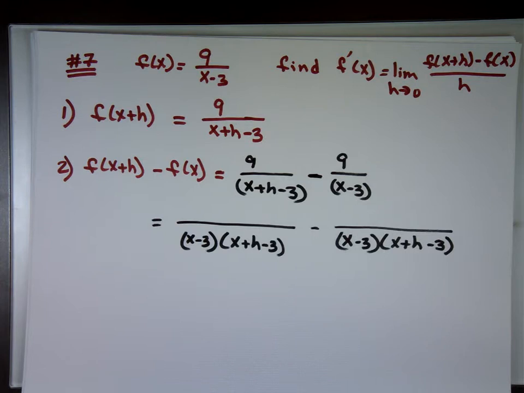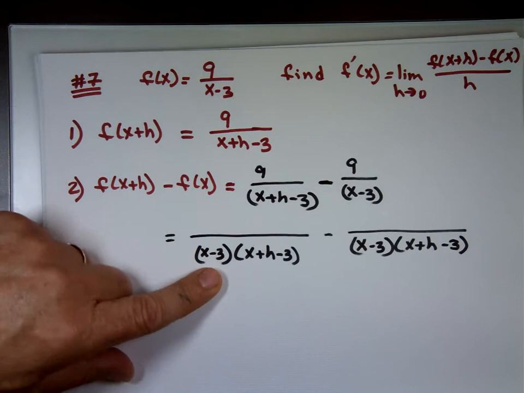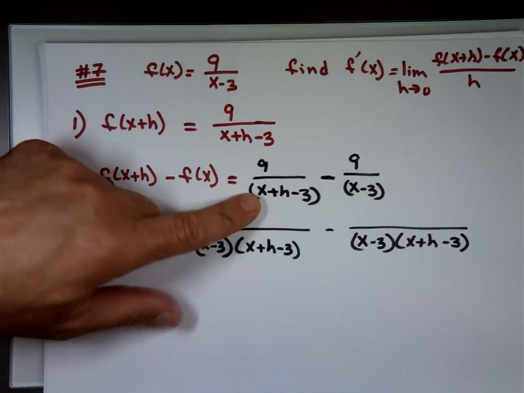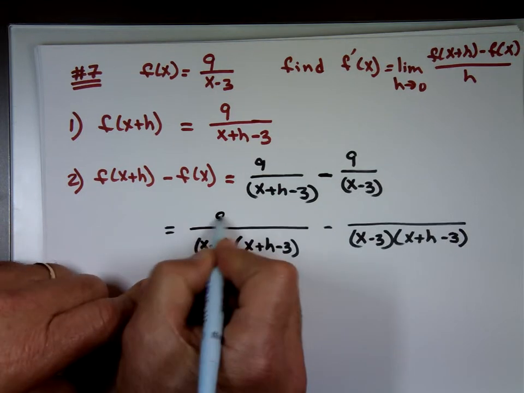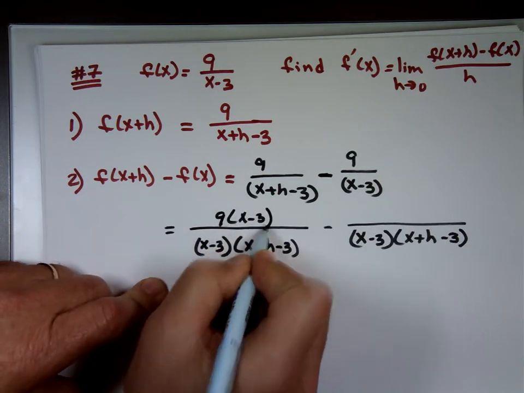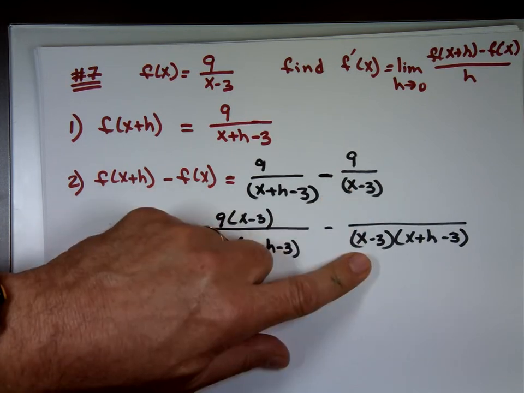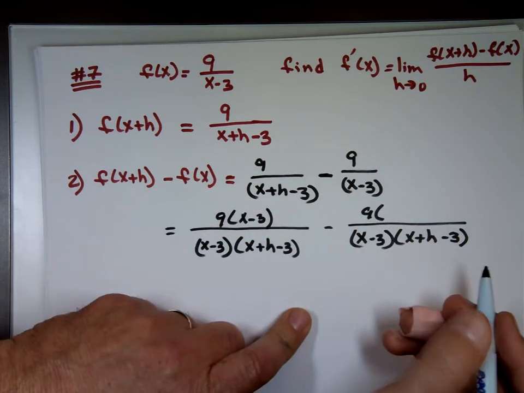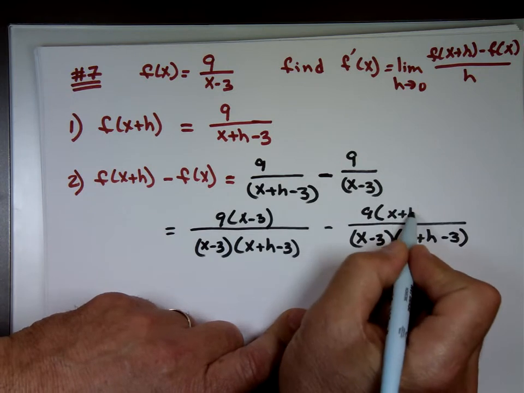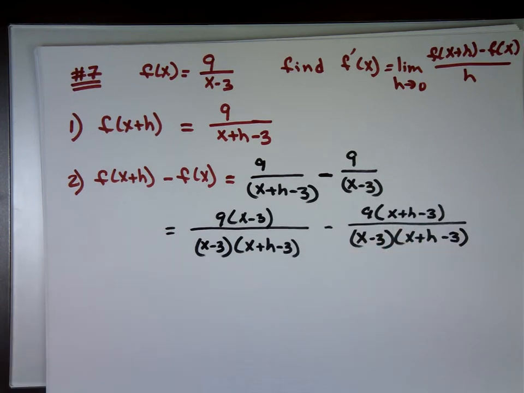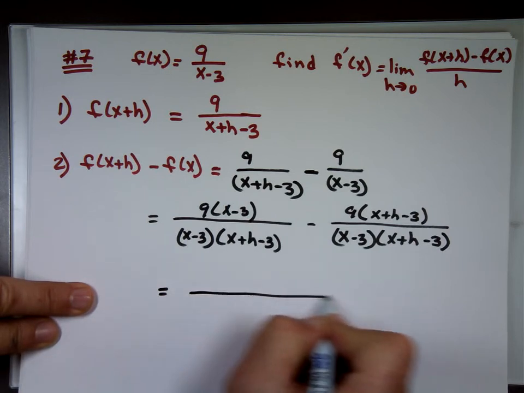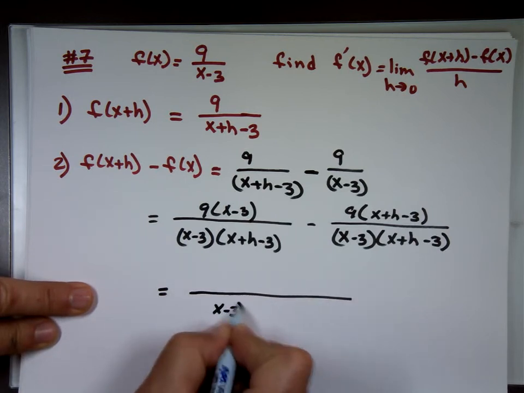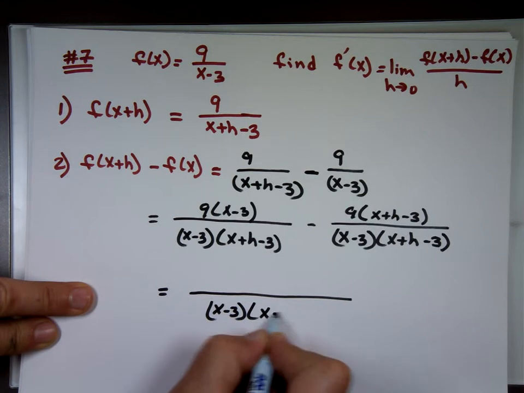Now, to rewrite this one, or to change the bottom of this to make it look like this, we need to multiply it by what? X minus 3. Yep, 9 times x minus 3. To make this look like this, I need to multiply it by what? X plus h minus 3. We're still in step number 2. The bottom, x minus 3 times x plus h minus 3.